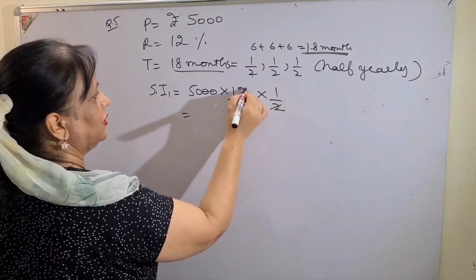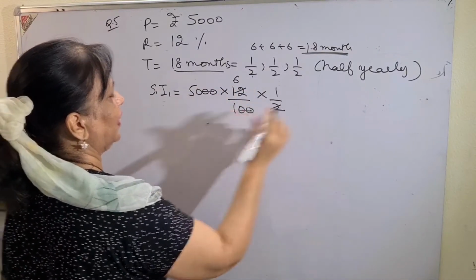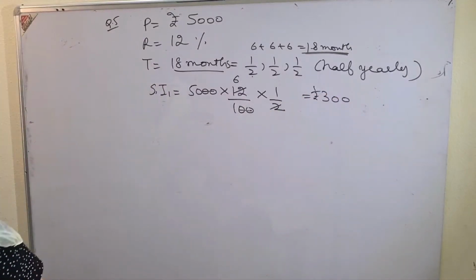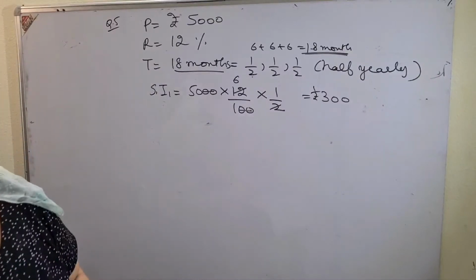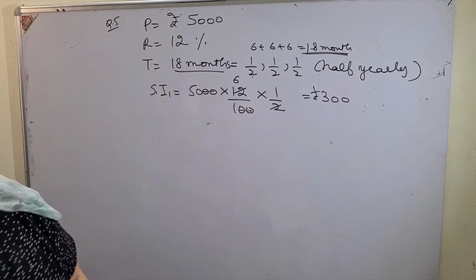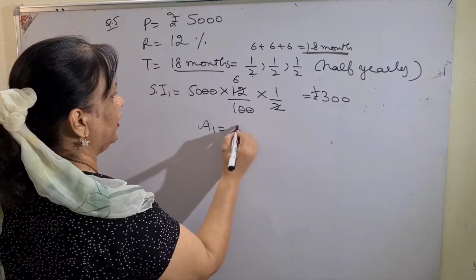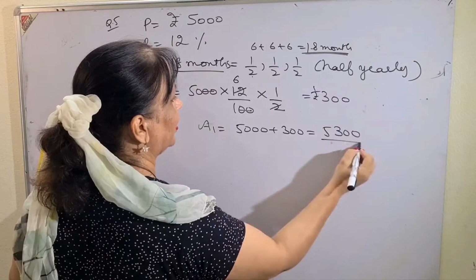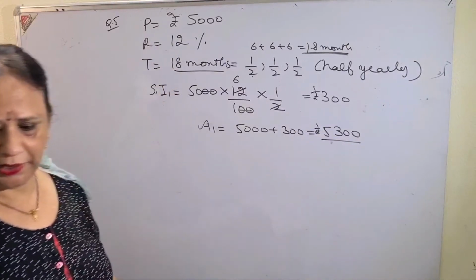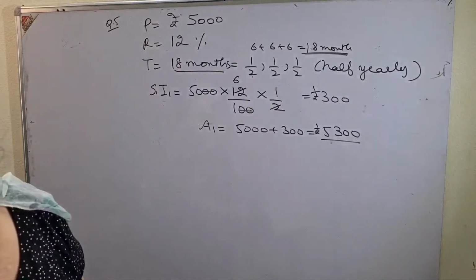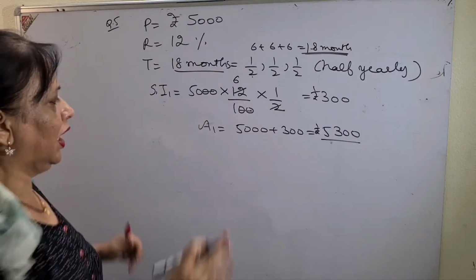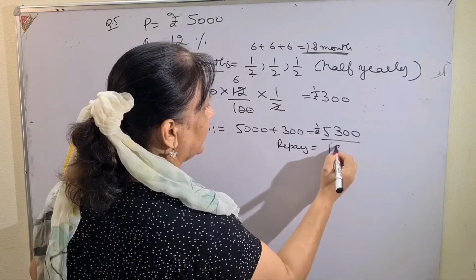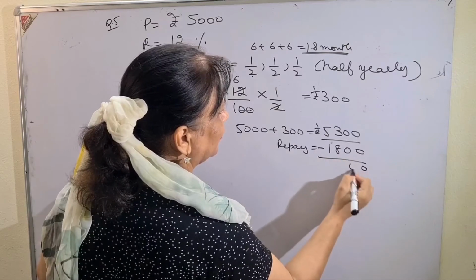This is your first, 2 6s are 12, and whatever you get. 6 5s are 30, 300. Please don't forget to put the units. First is 300. Then he says, it is very simple, listen to me carefully. Amount 1 will be 5,000 plus 300, that is 5,300. Now listen to what the 4th line means. It means he repays 1,800 at the end of every 6 months. Out of this, he repays 1,800, subtract it. This has been given back.